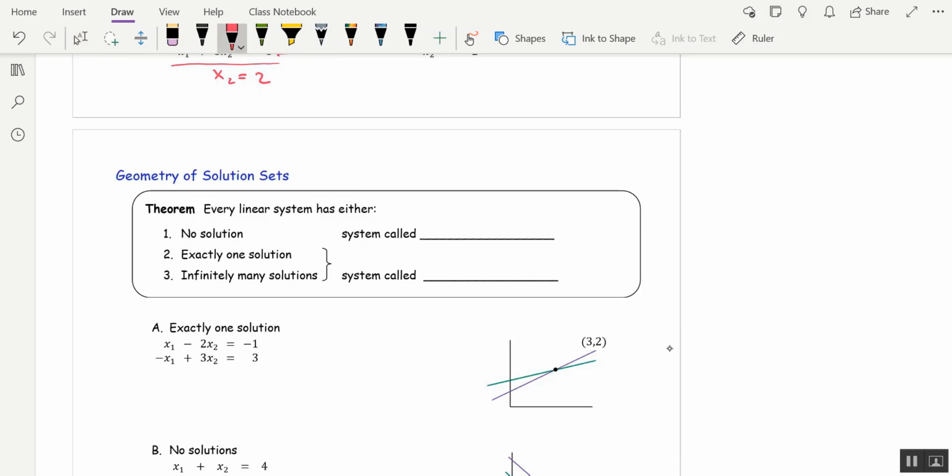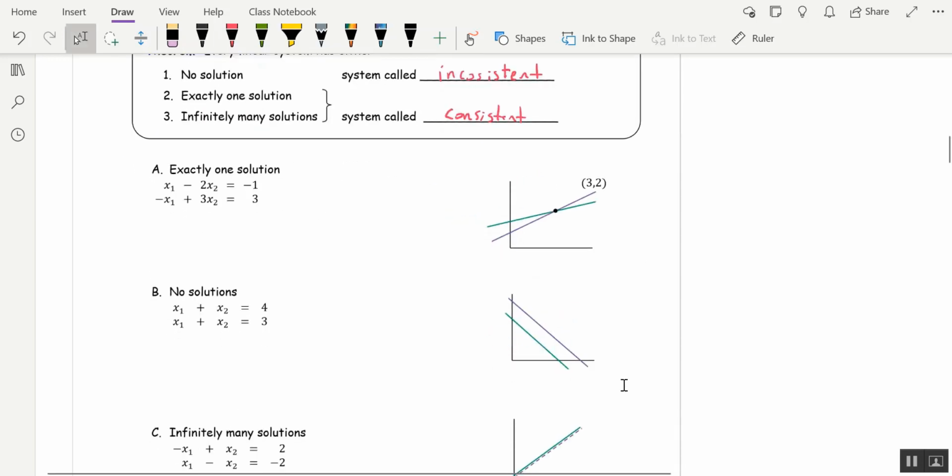So a linear system either has no solution, in which case it's called inconsistent, or it's consistent. And if it's consistent, there's only one of 2 options. It has exactly one solution, or it has infinitely many. You cannot have exactly 2 solutions or exactly 3. And I'll show you why geometrically right now with these examples.